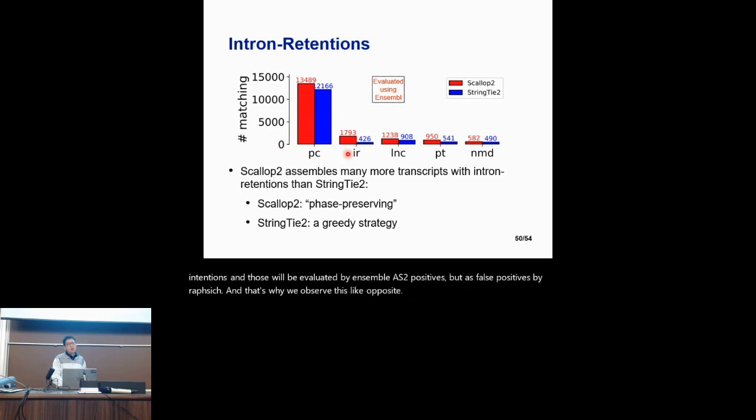And that's why we observe this opposite conclusion. So in terms of methods, why does Scallop2 assemble more transcripts with intron retentions than StringTie2? Again, this is because of the nature of Scallop series, it tries to preserve all the phasing paths. It tries to respect all the reads. So if there are reads that span exon and intron regions, Scallop2 will assemble them, leading to transcripts with intron retentions. On the other hand, StringTie2 uses a greedy strategy. Each time it finds a path from S to T and then assigns reads. And this approach is not that sensitive to the reads in the intron regions.